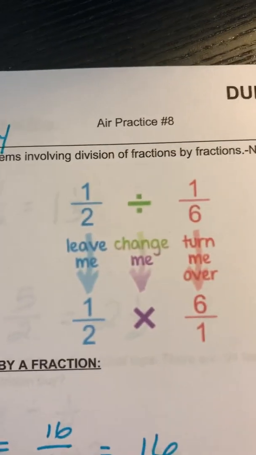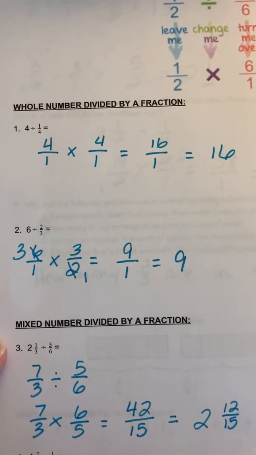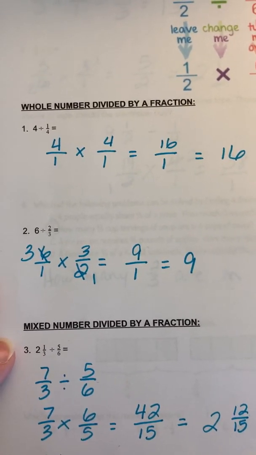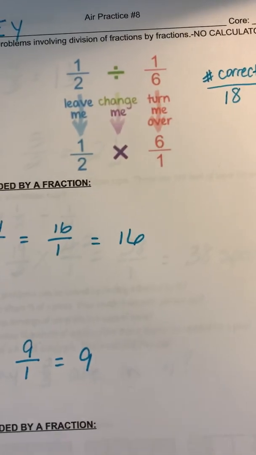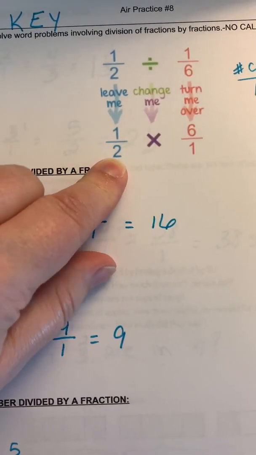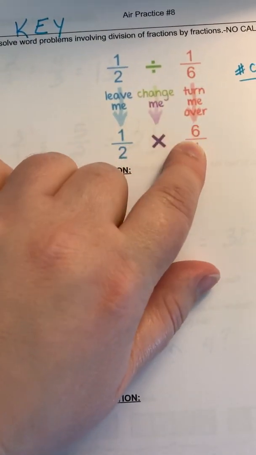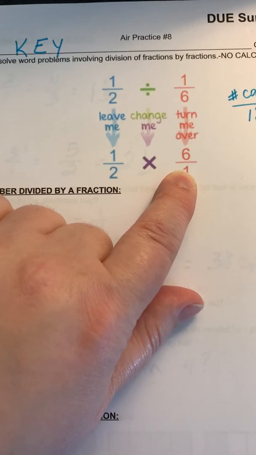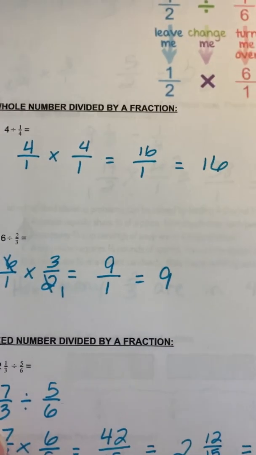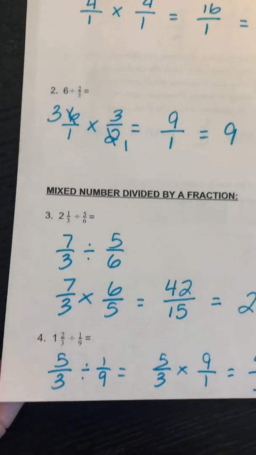Here is the key for Air Practice 8. Question number 1, you're going to keep, change, flip for all of the dividing fractions problems. So you're keeping your first fraction, changing divide to multiply, and turning this over, flipping it. So problem number 1, the answer is 16. Number 2, the answer is 9.